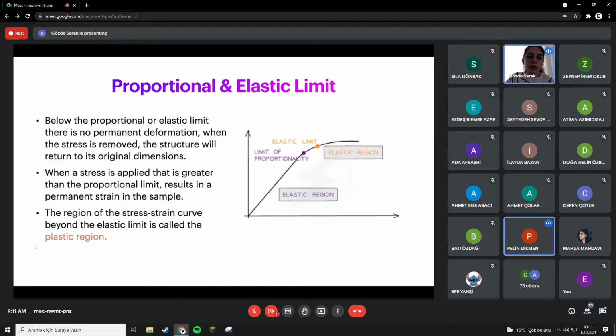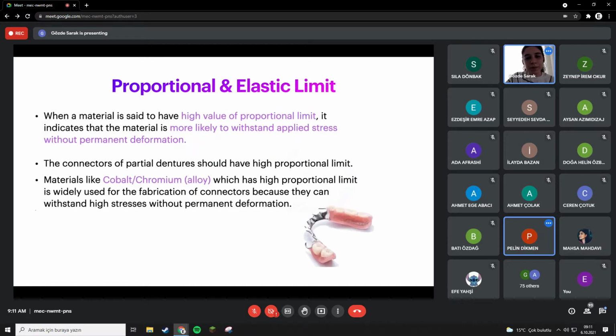Below the proportional or elastic limit, there is no permanent deformation. When the stress is removed, the structure returns to its original size. When a stress is applied that exceeds the proportional or elastic limit, the sample is permanently strained.